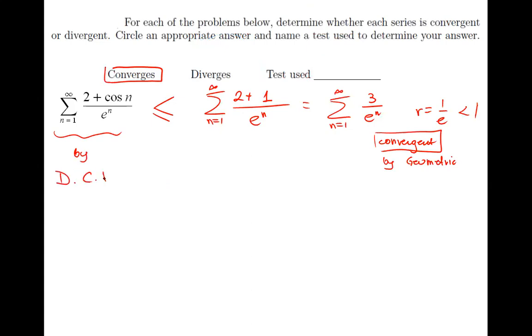By direct comparison test with, but please remember, put that 3, because if the 3 is not there, we can't really compare. And of course, all of the terms are positive too. That means by direct comparison test with this one. Okay? That means we're using the direct comparison test. Please do not put the geometric, because this is not convergent by the geometric, by comparison with the geometric.